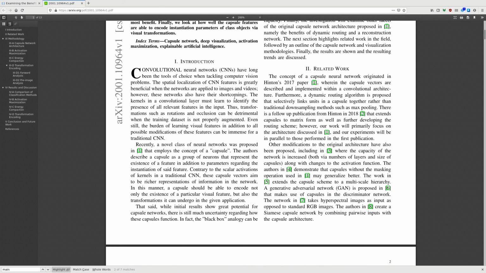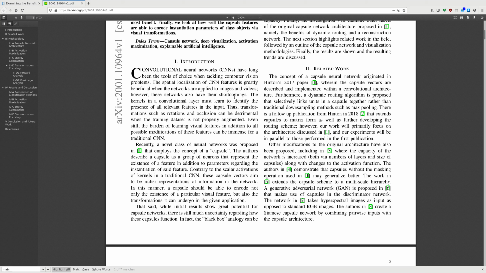Introduction. Convolutional neural networks (CNNs) have long been the tools of choice when tackling computer vision problems. The spatial localization of CNN features is greatly beneficial when the networks are applied to images and videos. However, these networks also have their shortcomings.